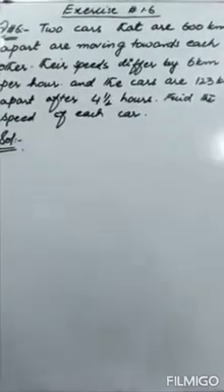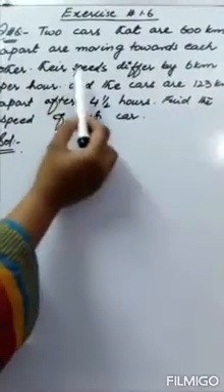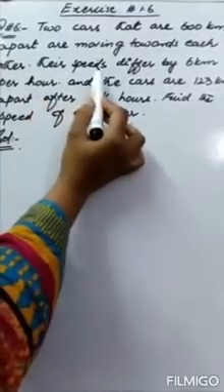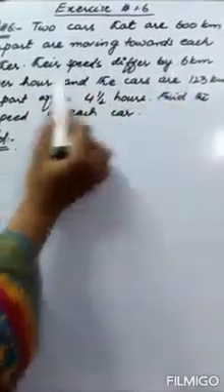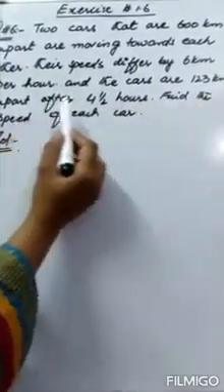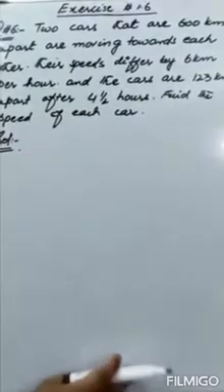Next is question number 6. Two cars that are 600 km apart are moving towards each other. Their speeds differ by 6 km per hour. We don't know their speeds, we just know their difference is 6 km per hour. And the cars are 123 km apart after 4.5 hours. Find the speed of each car.